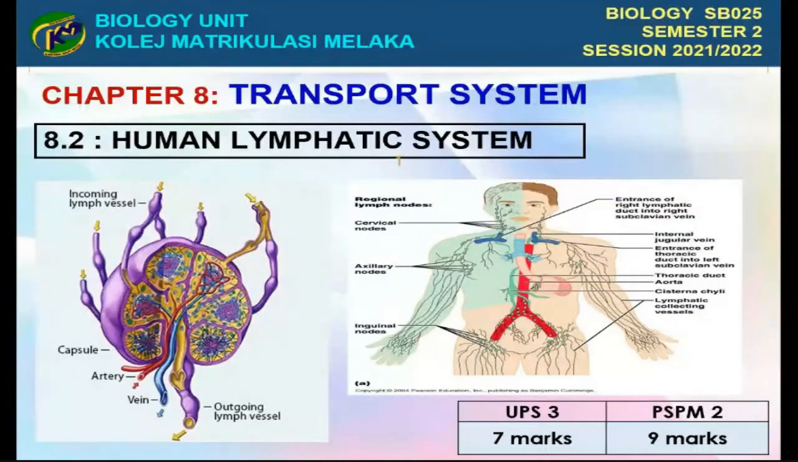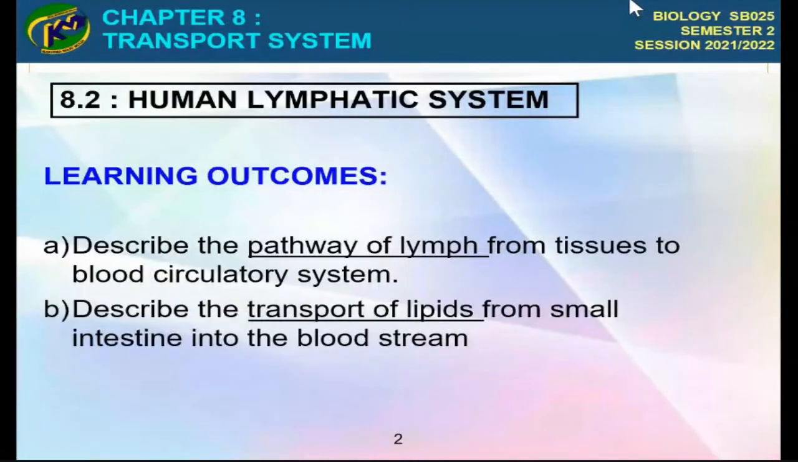Okay, today I'm going to explain about the human lymphatic system. The human lymphatic system is separated from our circulatory system. Dia berbeza. Whatever is in the lymphatic system does not mix with the blood. But at some point, blood and our lymph will mix. So let's learn about the lymphatic system.